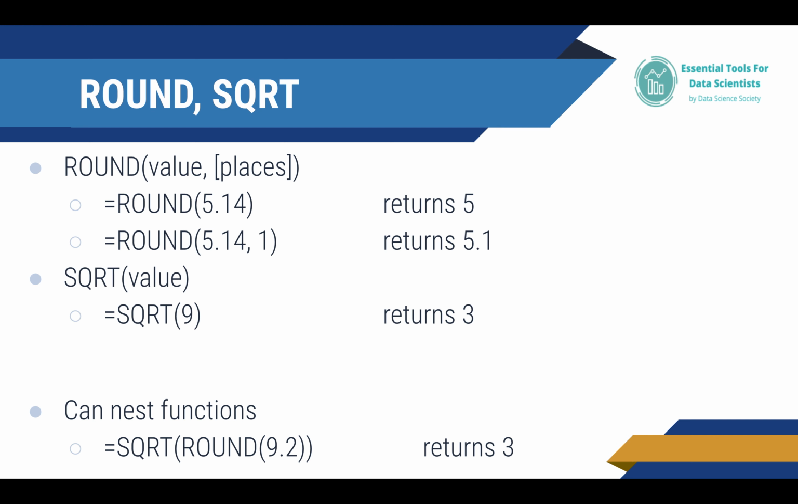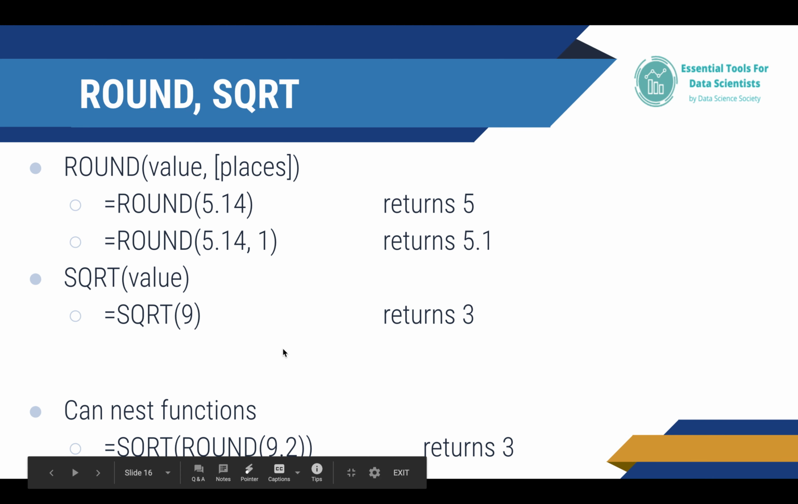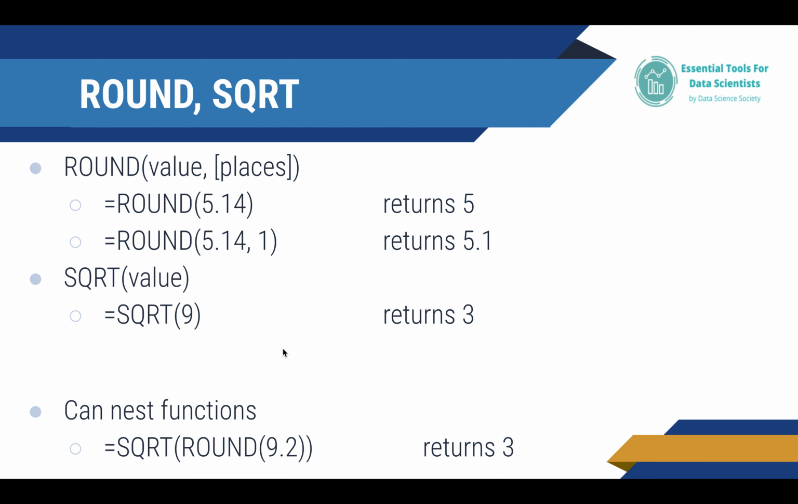The square root value. Okay, so square root just takes a value. That's pretty simple, but it serves as a great example of nested functions. So if we round 9.2, we get 9. If we square root that, we get 3. So we work out from the first value that we put in.